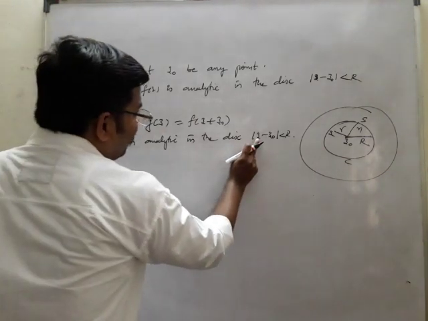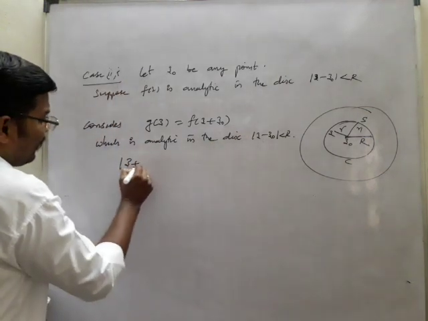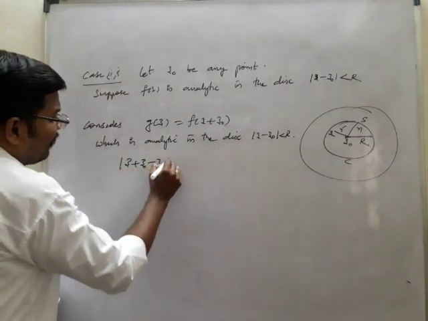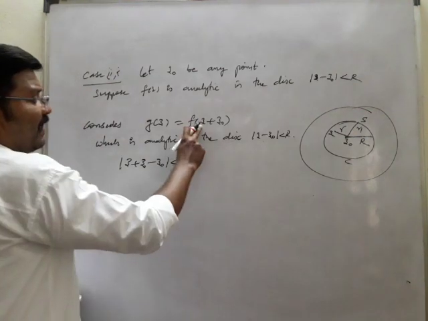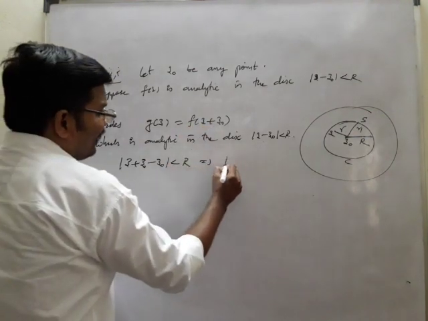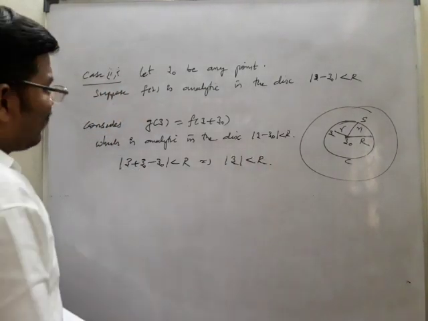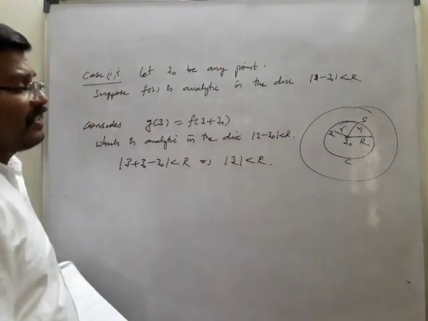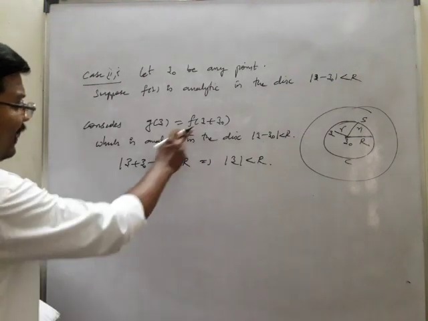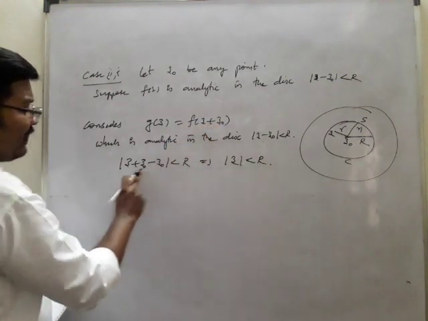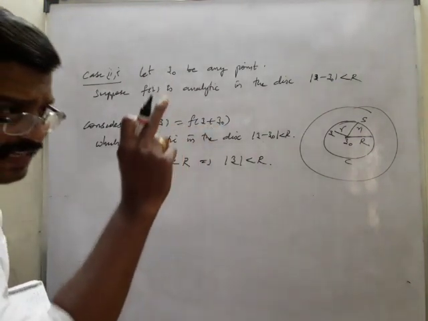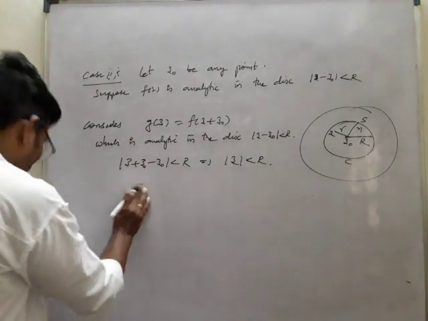Now in the place of z, I may take z plus z naught minus z naught, which is nothing but r. So that can be written as mod z less than r, which is analytic in mod z less than r. In the place of z, we have chosen z plus z naught. So according to case 1, we may write this in the following form.